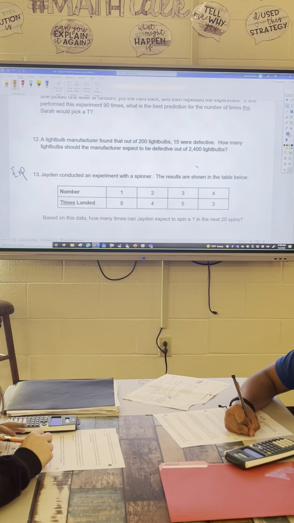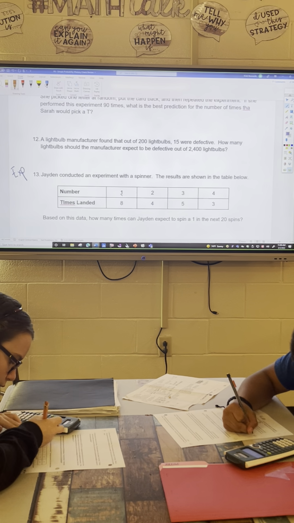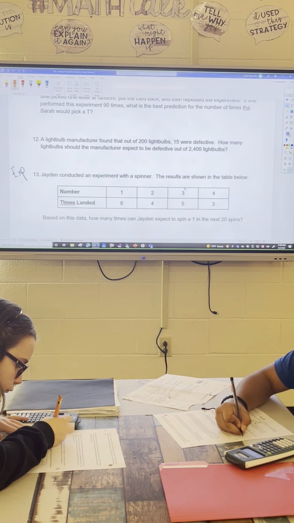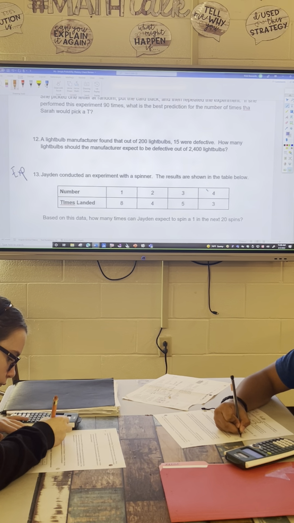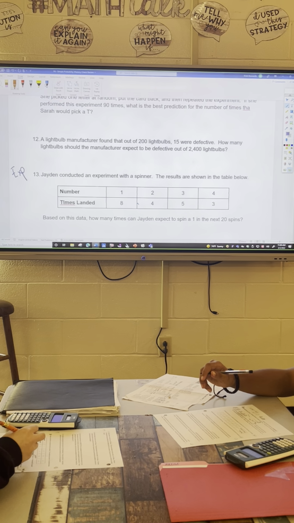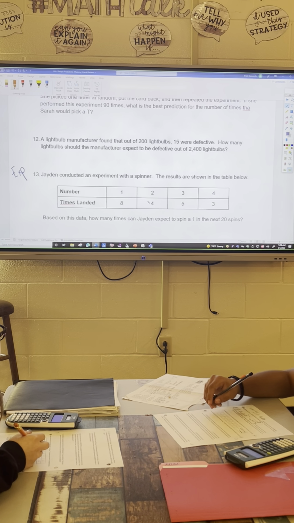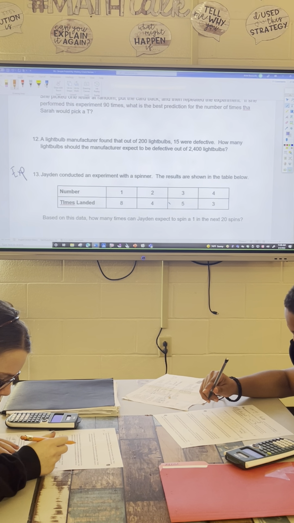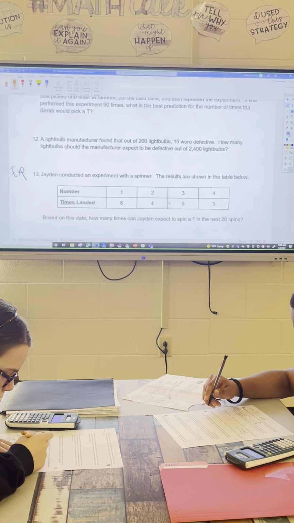The results are shown in the table. So he got the number 1 8 times. He got the number 2 4 times. He got the number 3 5 times. He got the number 4 3 times. Okay, these would have been his tally marks. Based on this data, how many times can Jaden expect to spin a 1 in the next 20 spins?